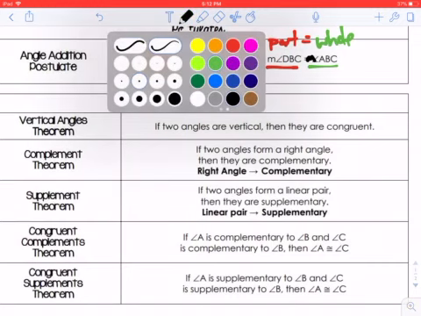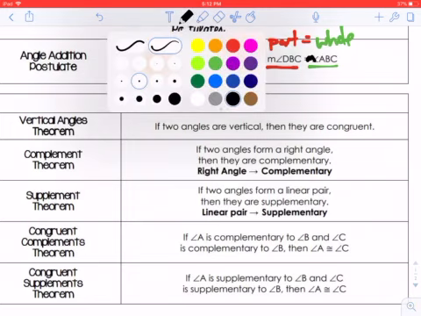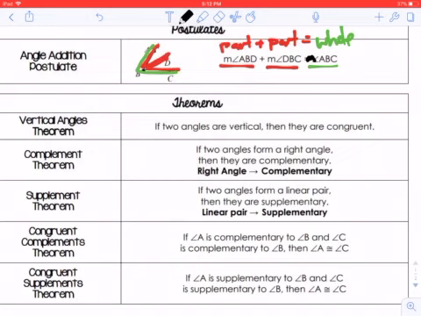So let's help ourselves to remember that. Vertical angles, so our picture, let's make it nice and small so we don't take up too much space. Vertical angles will make an X, like angle 1 and angle 2. So if two angles are vertical, then they are congruent. That would mean angle 1 is congruent to angle 2. So if we have two angles that make an X, like vertical angles, then we know they are congruent.